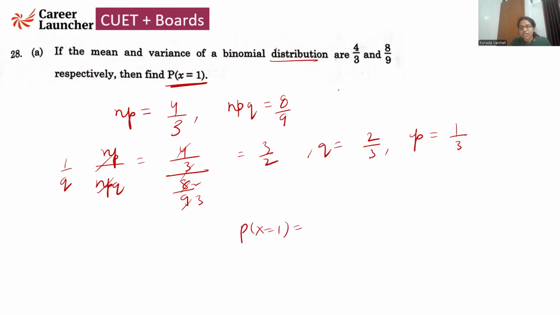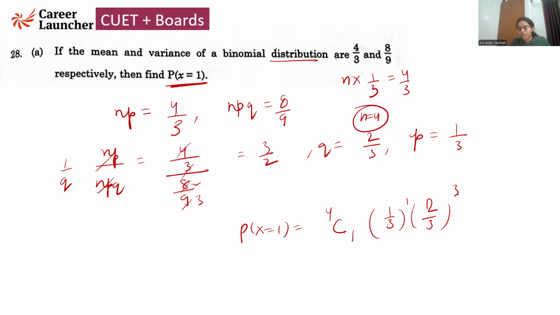So the number of trials, yes. What is the value of n? So n multiplied by p, substituting p as 1 by 3, n comes down as 4. So 4C1, p to the power of 1 and q to the power of 3. So this is 4 multiplied by 8 divided by 81. So this is the probability for the other case.